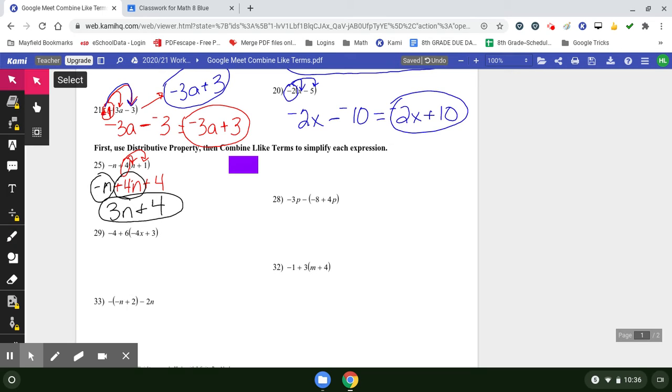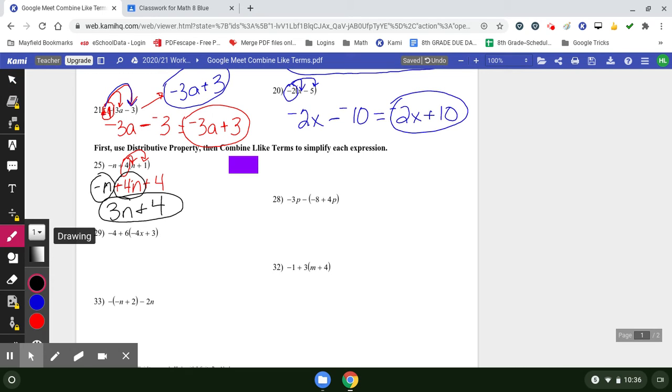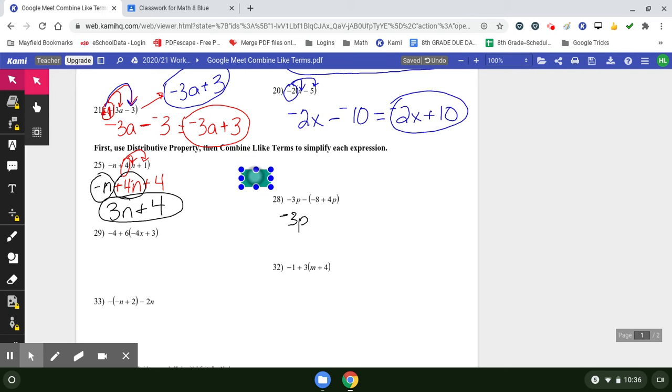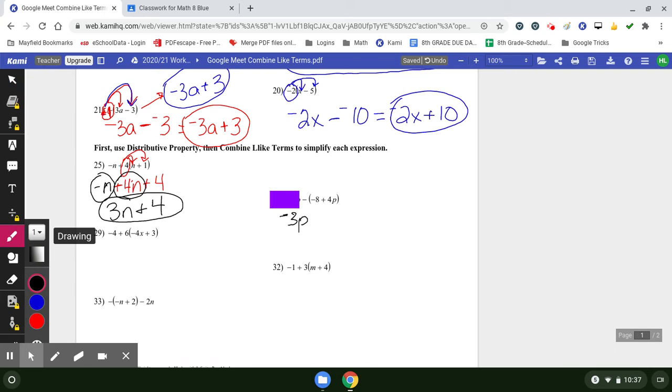So now if I look at number 28, I can actually bring down stuff first. So I know that that -3p is going to just come down. Nothing's going to change there. So if I bring my Post-it down from the minus sign on, I am actually distributing that negative sign, which is the same as -1. So I'm distributing -1 out.